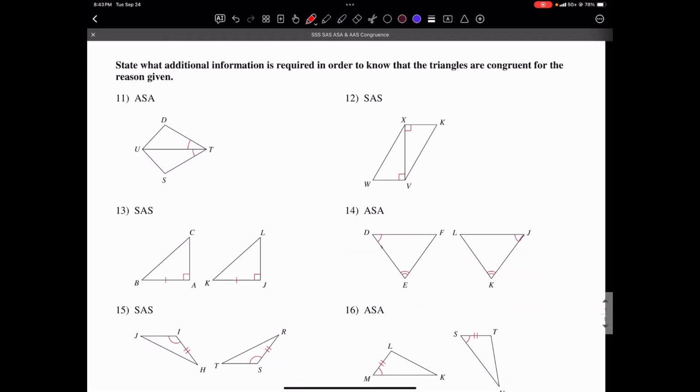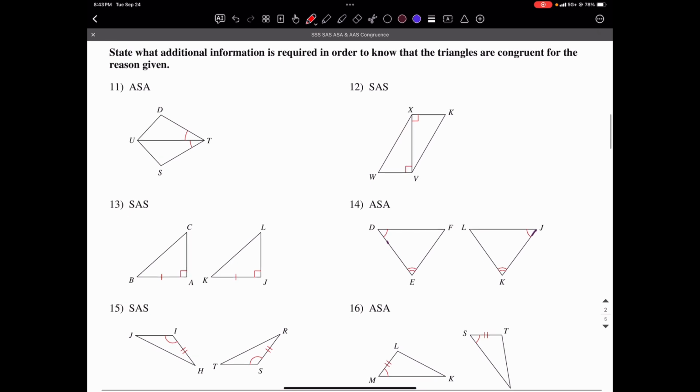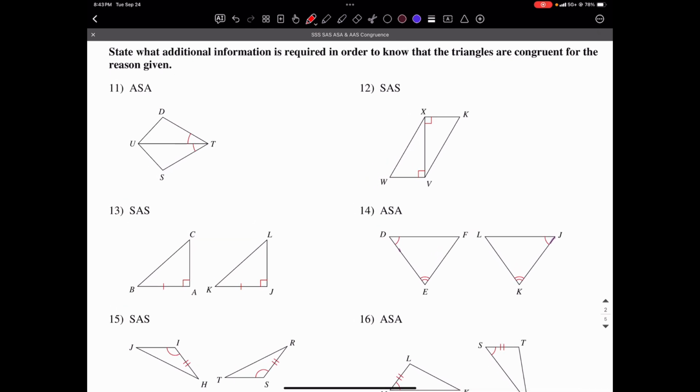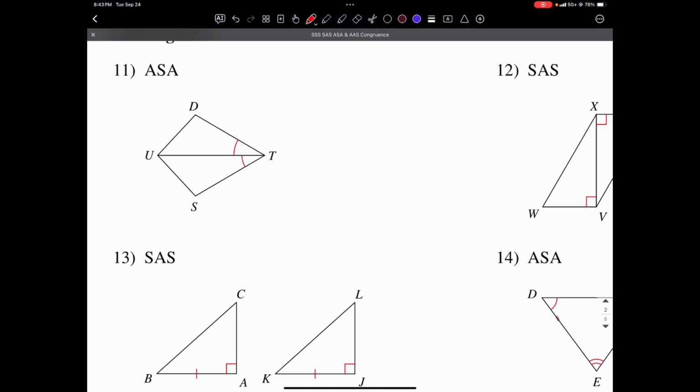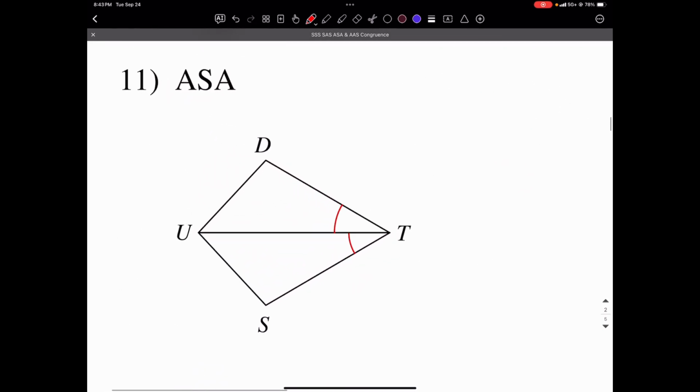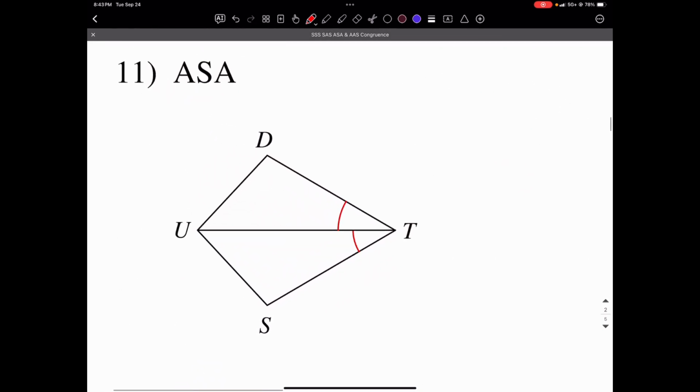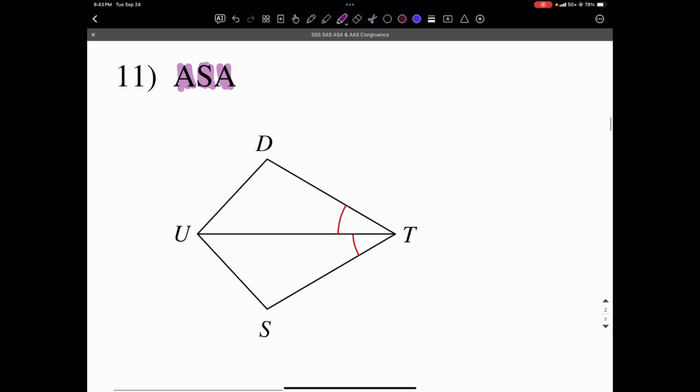This one says, state what additional information is required in order to know that the triangles are congruent for the reason given, right? So they're saying they can be congruent. They're just missing a reason. So what is that reason? So for this first one, number 11, angle, side, angle. You have one angle.